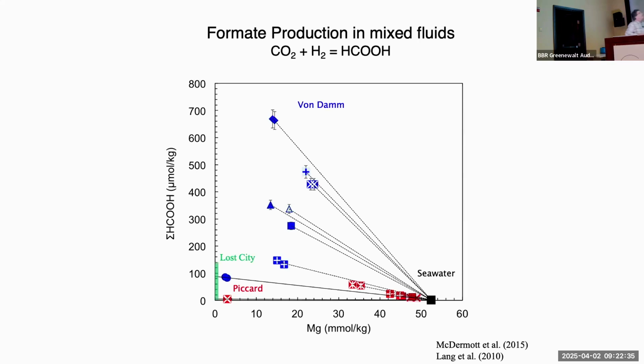If you take thermodynamic data for this reaction, we can calculate what we would expect at the conditions that we sampled, based on the hydrogen and the CO2 and the pH that we measure.